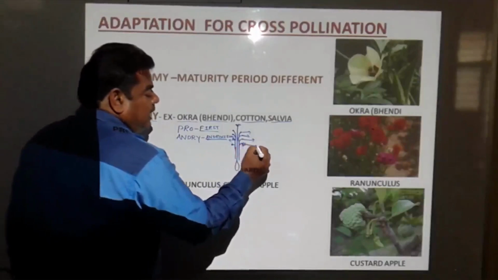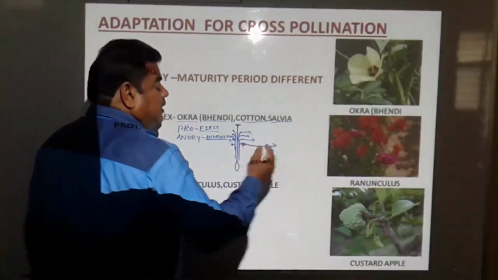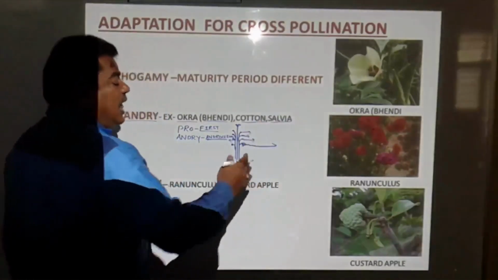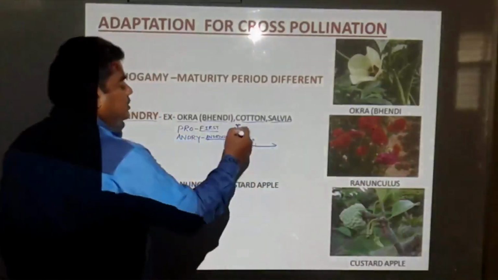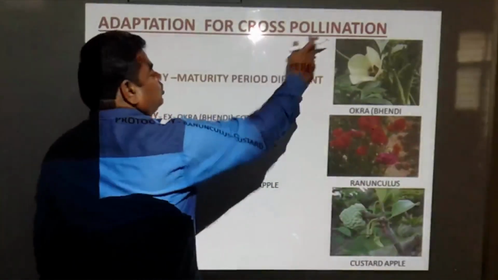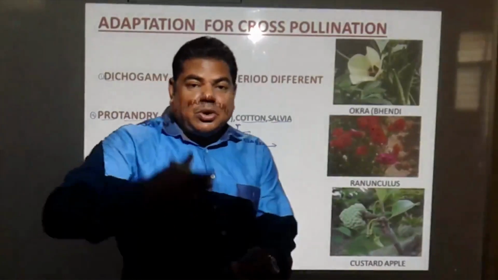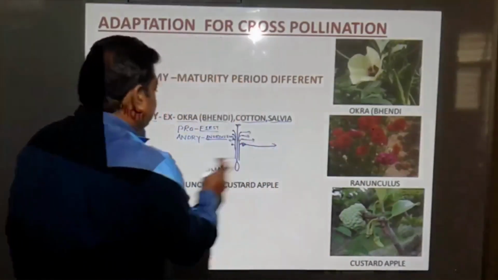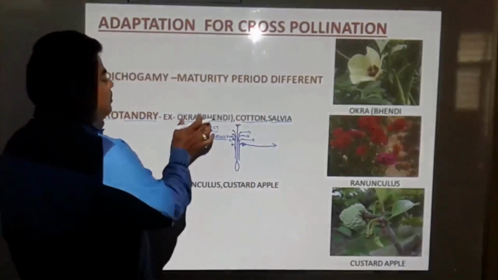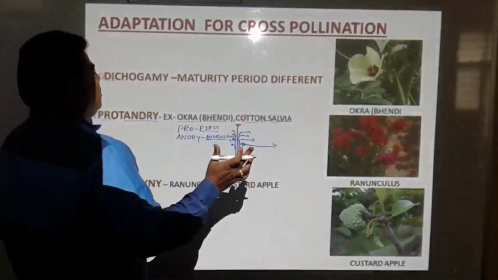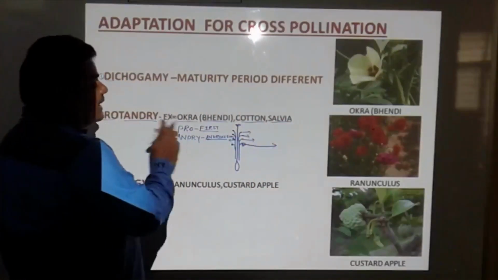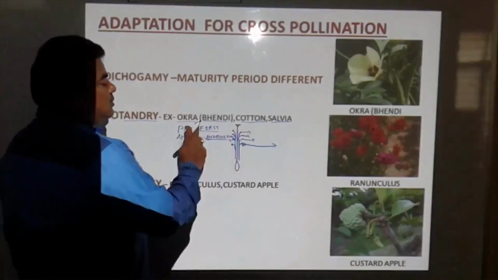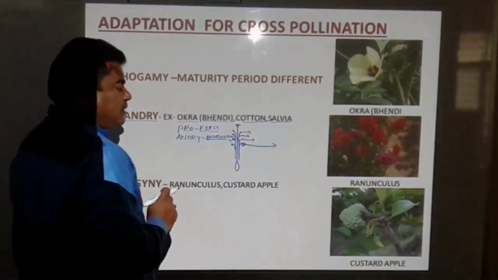That pollen grain, with the help of insects or wind, is released from this flower and pollinates another flower. This adaptation is for cross-pollination, to gain cross-pollination and to avoid self-pollination. Such a type of adaptation takes place in these plants. We call it protandry in case of cotton, bhendi, and salvia.